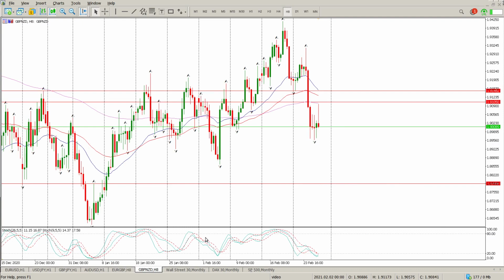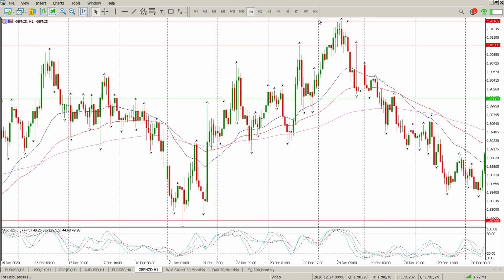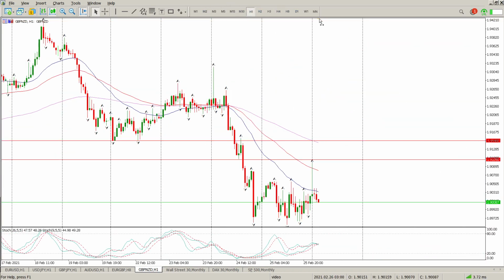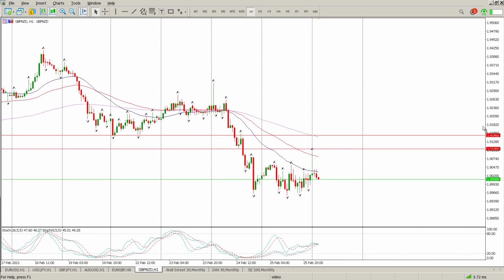Lastly, British pound, New Zealand dollar. Nothing really to write home about here. We had the big move early in the week, and then we just had this chaos here. So if you look at that on the hour, big up, big down yesterday. Then this morning we had a pretty big melt up, and then the seller stepped in. I suspect we're going to fall further.